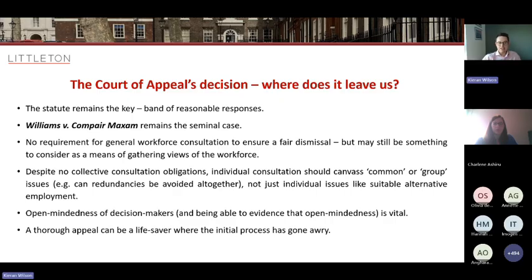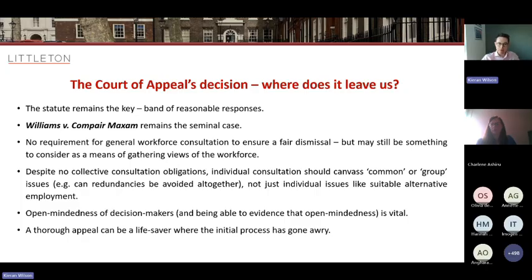So just taking a step back and looking at where the Court of Appeal decision leaves us, I think there are a few headline points that emerge. The first is that the statute remains the key. Compair Maxim is still the leading case: objective selection criteria fairly applied, warning and consultation, consideration of suitable alternative employment. We focused on consultation here, but these three things will all continue to be the main battlegrounds in redundancy ordinary unfair dismissal claims.